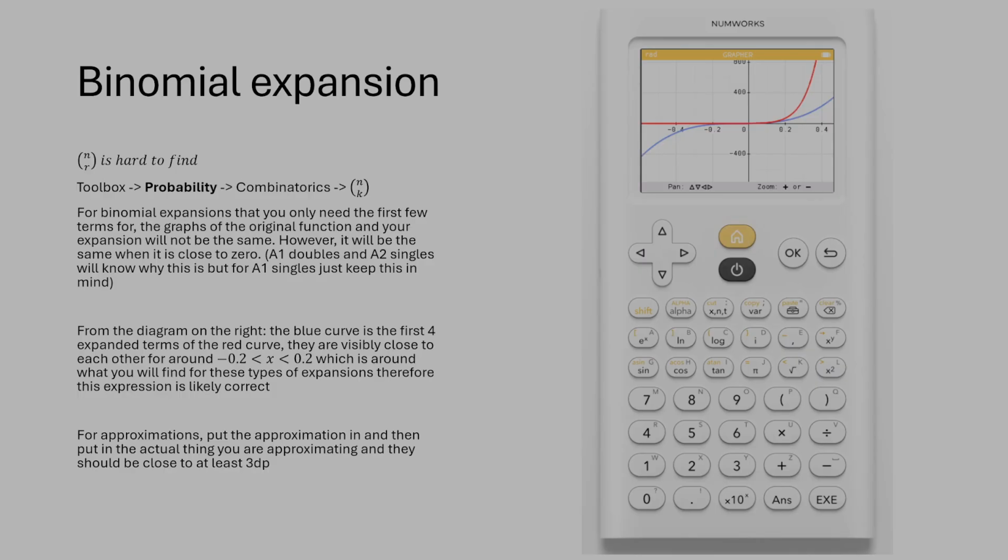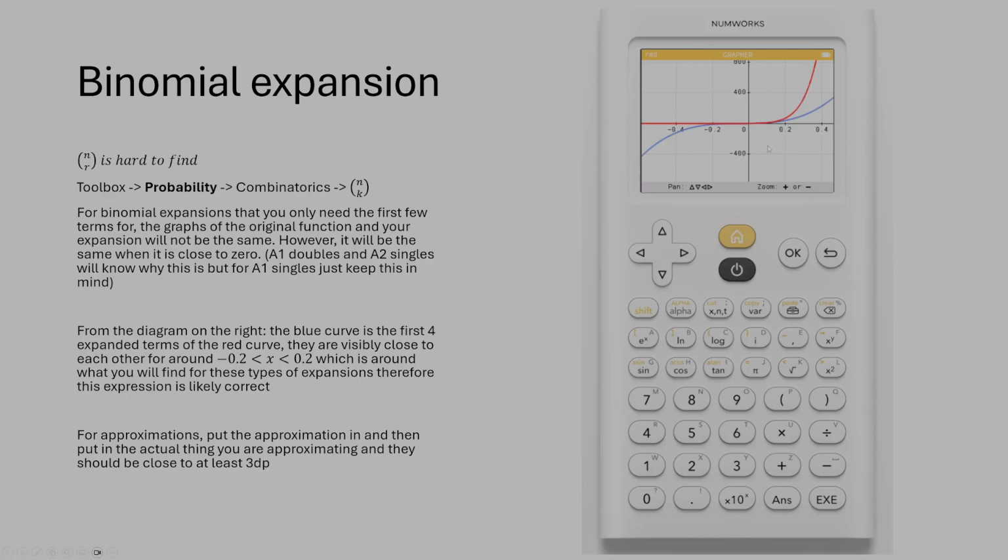If they ask you to approximate a value with your expansion, put it into the pre-expanded version and then your expanded version. If they're close to each other, then your expanded version will probably be correct. You see here, the red curve is the thing in the brackets, and the blue curve is my approximation with the binomial expansion. They're not close to each other because this entire thing was to the power of 9 or something, but I only expanded up to the first 4 terms because that's what the question would ask. It would ask first 3 terms or first 4 terms.